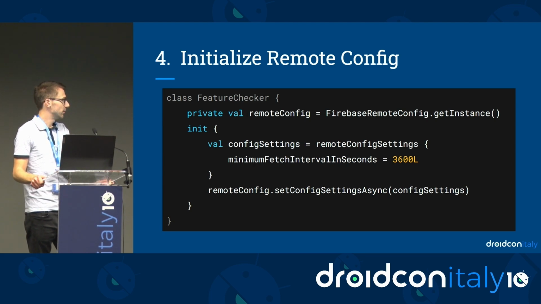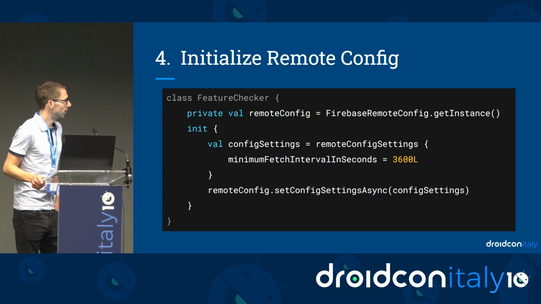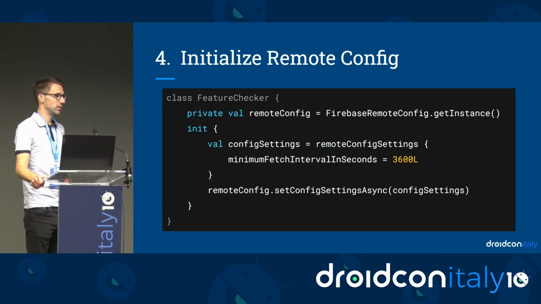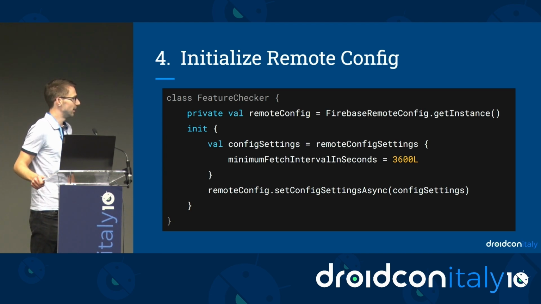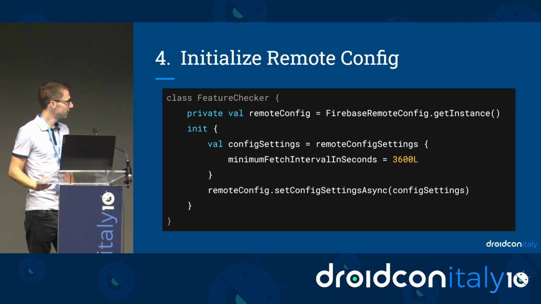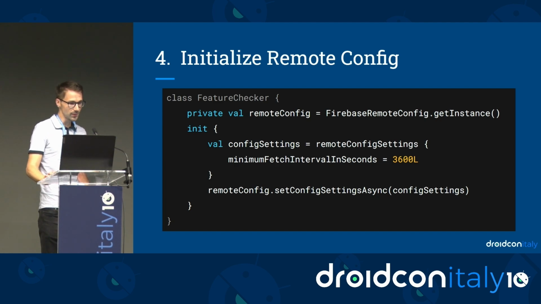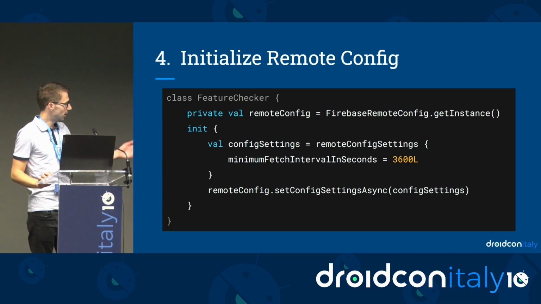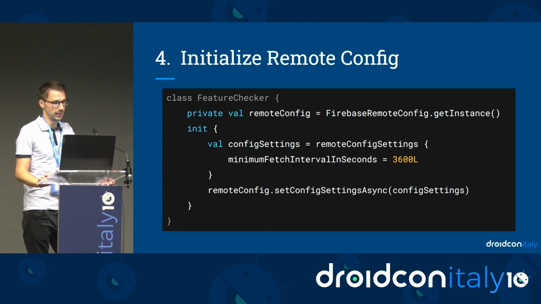Now for testing, you can put an even lower number, but for production, you need to watch out. I think 1 hour is kind of the minimum, because if you go lower than that, then Firebase will start throttling you, and then it will turn on the default refresh time, which is 12 hours. So watch out when you're testing this. It also supports a bunch of other settings, but this is the most important one. After that, we simply set the config settings.